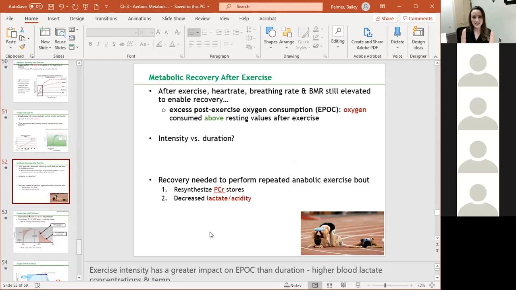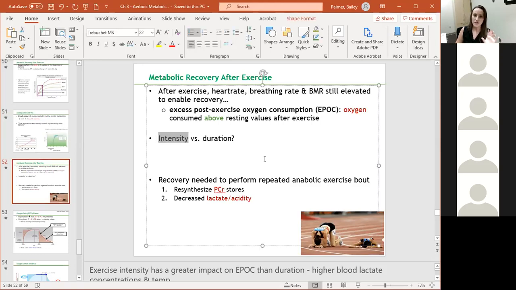So this is when we end exercise. So it's excess post-exercise oxygen consumption. So it's oxygen that we consume above baseline, even though we're already done with exercise. What is this more influenced by, intensity or duration? You probably know the answer, it's intensity. The harder we're exercising, the greater the EPOC will be at the very end.